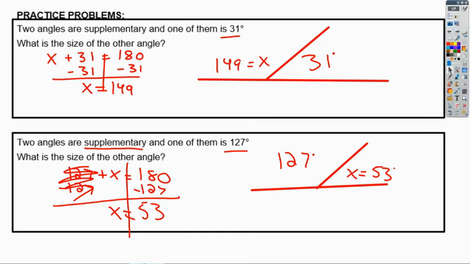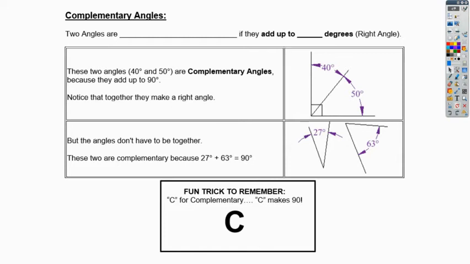Those always add up to 180. The next one we're going to do is complementary angles, and it's a very similar style of problem, but two angles are considered complementary.